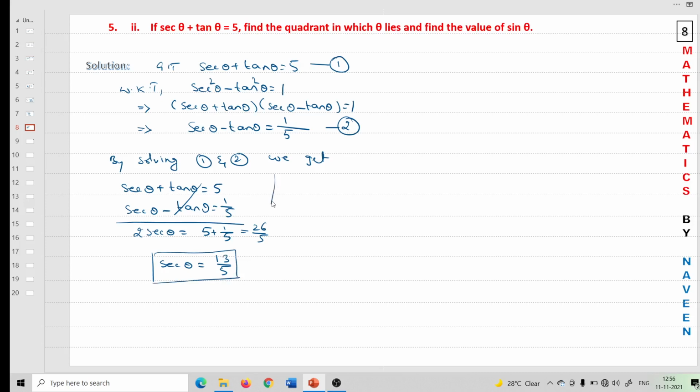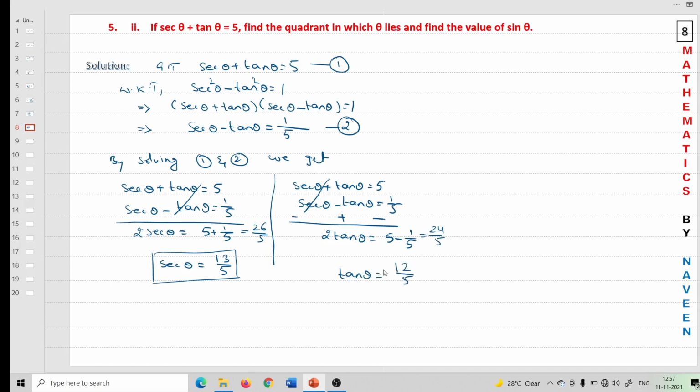Similarly, by subtracting both, secant theta plus tan theta is equal to 5, and secant theta minus tan theta is equal to 1 by 5. Subtracting means sign will be changed here. Now these two get cancelled. Here 2 times tan theta is equal to 5 minus 1 by 5. 5 fives are 25 minus 1, 24 by 5. So tan theta value becomes 12 by 5. Clear? Now we have to find the sin theta value.